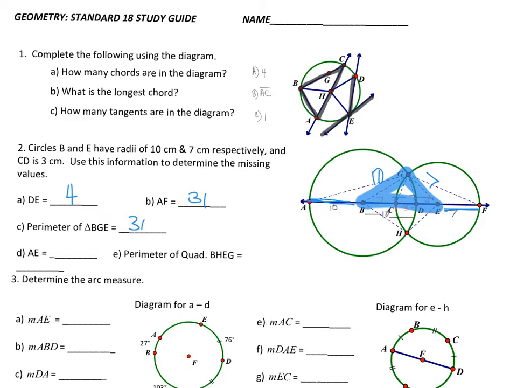Then the distance from A to E, we could add up those distances and we see that it's 24. And the perimeter of quadrilateral BHEG, so we could fill in that this radius is 10 and this is 7. So if we add up that quadrilateral, we'll have 34.